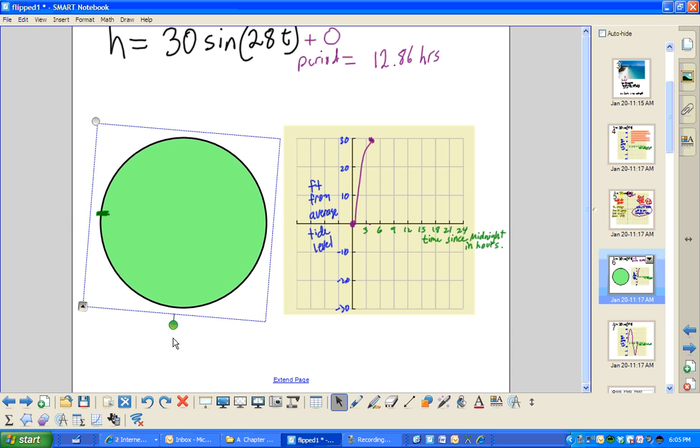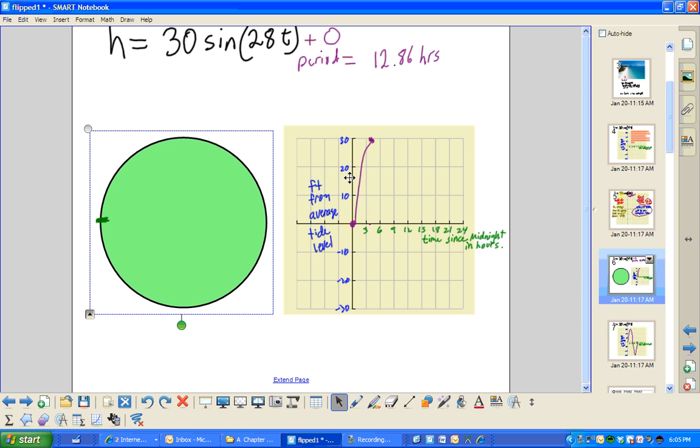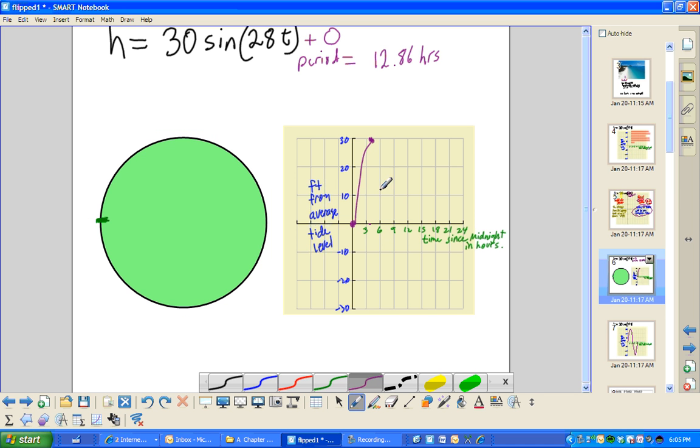Okay, that would be at halfway around. Halfway around gets us back to midline, or the average tide. So I have to figure out how much time that is. Well, 12.86 divided by 2, so 6.43. So 6.43 is like right here. Okay, so there we go.